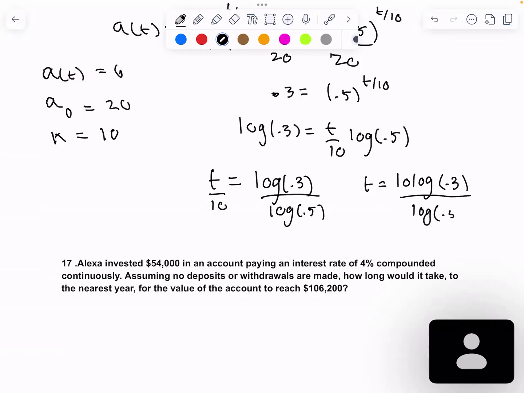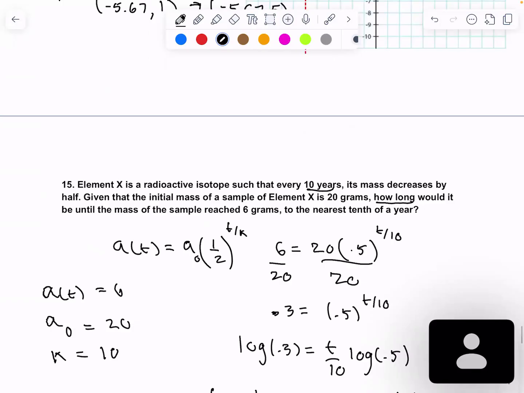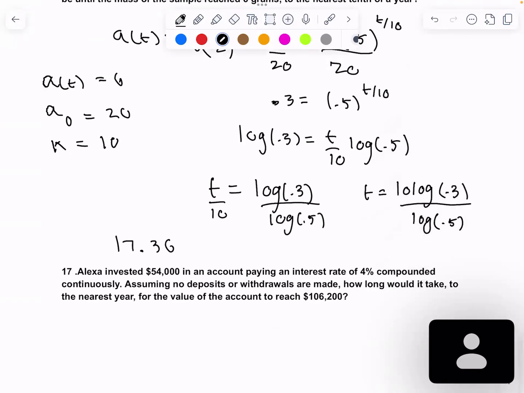So when you plug this into your calculator, 10 log 0.3, enter, divided by log 0.5, enter. And I get 17.3. What do they want me to round to? Nearest tenth of a year. So it's 17.36, so it would round to 17.4 if it was the nearest tenth. 17.4 years.